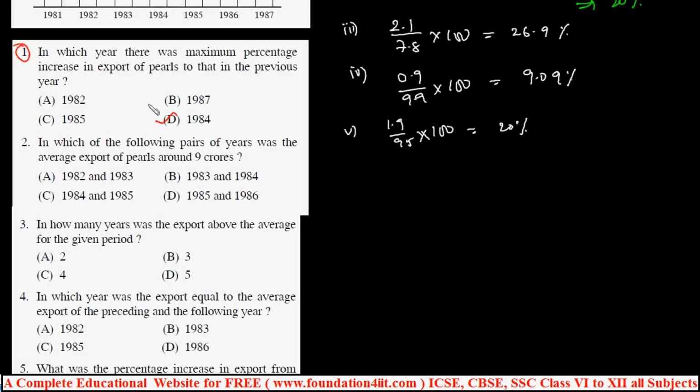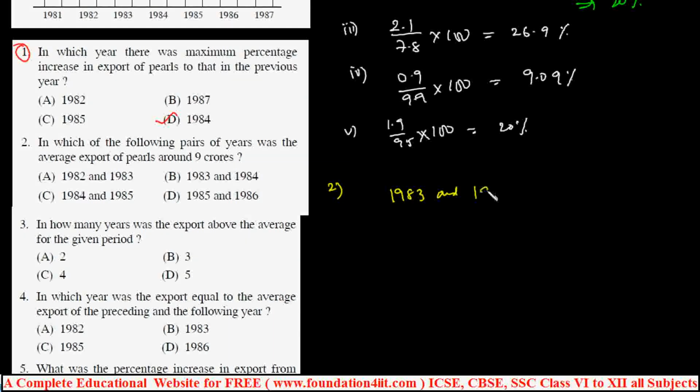And similarly, in which of the following pairs of years was the average export of fuel around 9 crores? So average export in 1983 and 84. That means in which year the following pairs average you can find out. Average export of fuel around 9 crores they said. So individually you should do one by one. Let me show one in this.